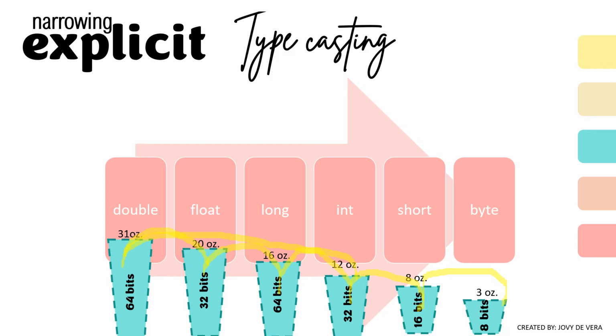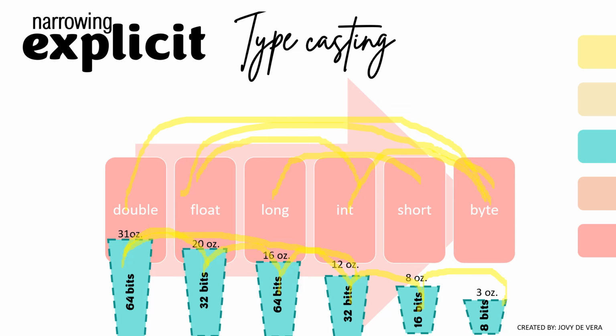12 ounces. In programming, if we convert float to int, is there any data loss? Absolutely there is, because float stores greater value than int. Okay. Same is true when you convert long to short, int to byte, float to byte, double to byte. Okay. This is how explicit casting works.